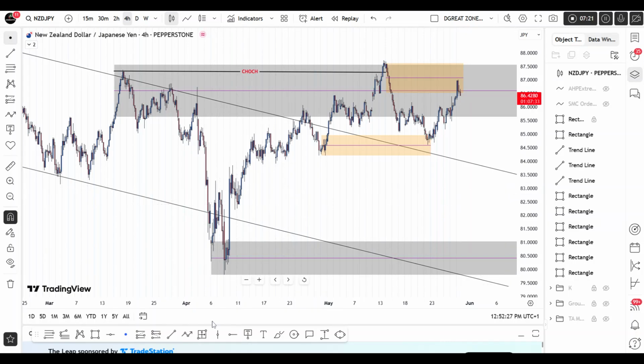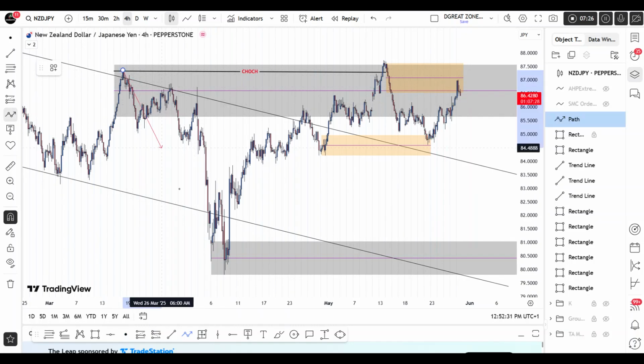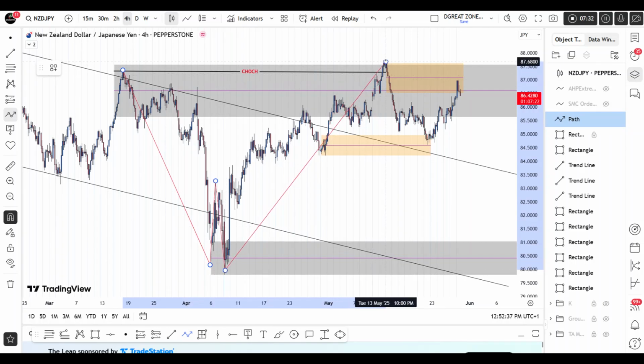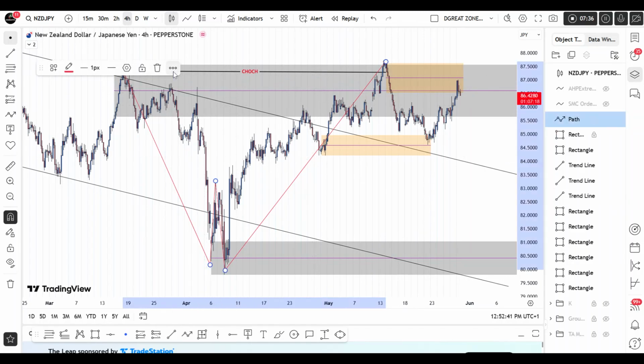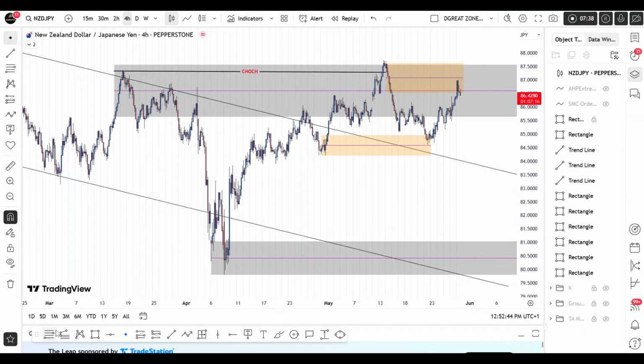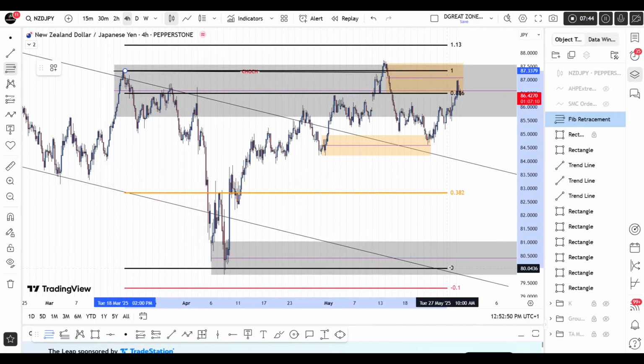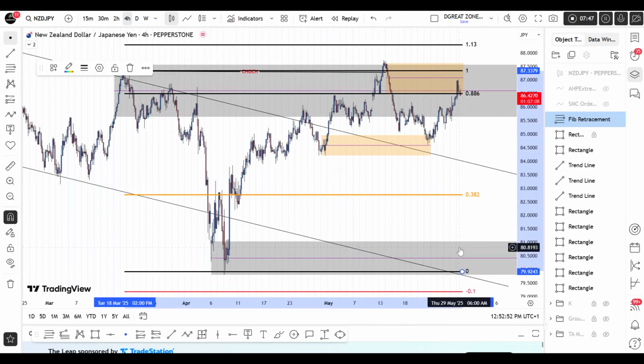Okay. Then I'm seeing this kind of pattern right here. And I'm seeing this pattern. I don't really know if this is valid, but I'm looking at this pattern here and to the upside. I'm just seeing this type of pattern. So I'm going to use my Fibonacci to measure the pattern to know if it is valid. We don't just trade pattern, we trade measured move. That is the difference.